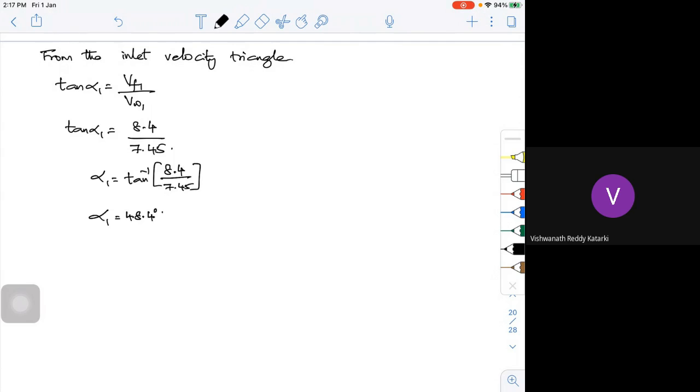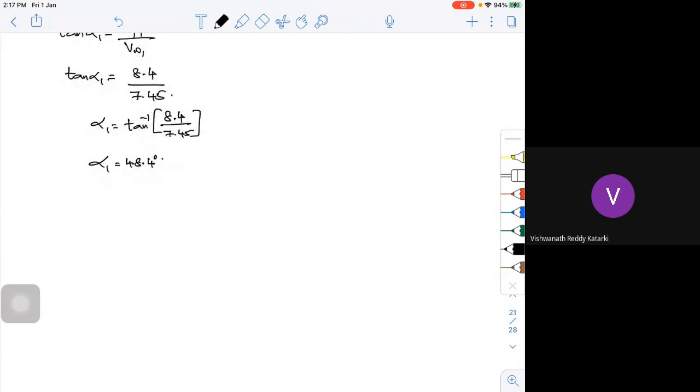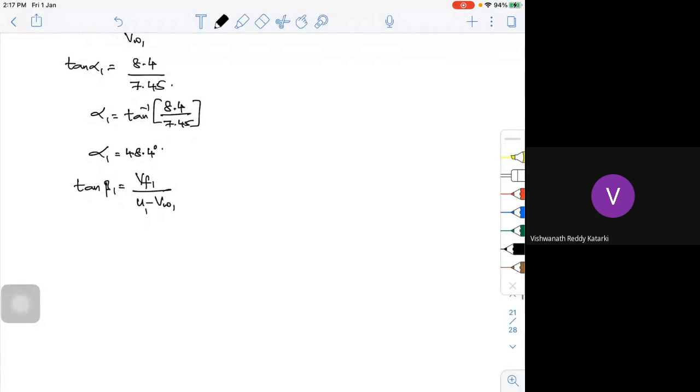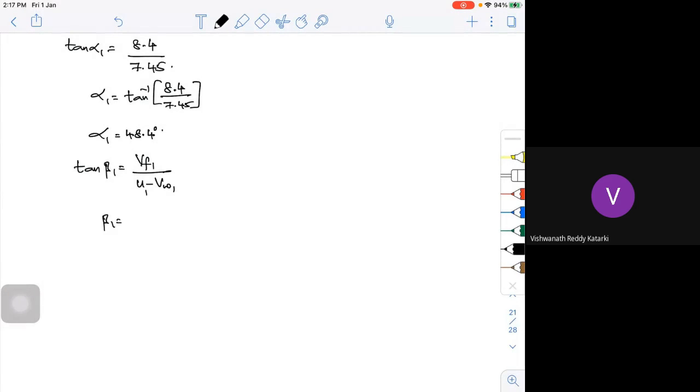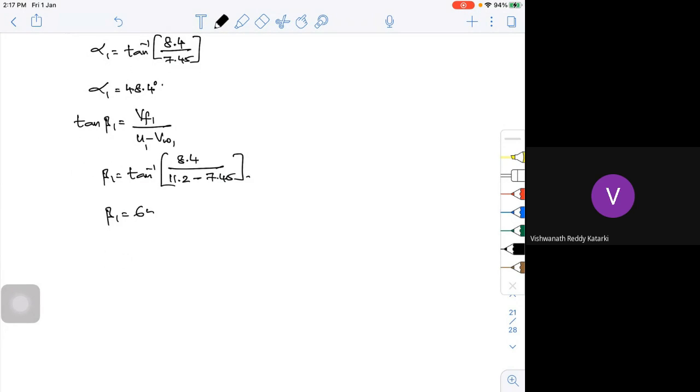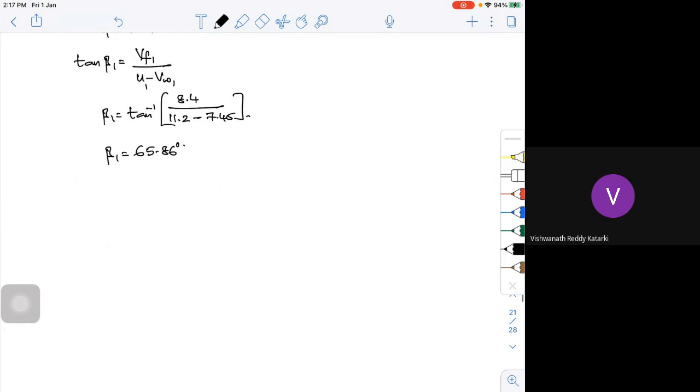48.4 degrees. Similarly, what is your tan beta 1 from the inlet velocity triangle? Tan beta 1 is equal to VF1 divided by U1 minus VW1. So beta 1 is equal to tan inverse of, what is your VF1? It is 8.4. What is your U1? It is 11.2, minus 7.45 which is your VW1. I am going to get my beta 1 as 65.86 degrees.